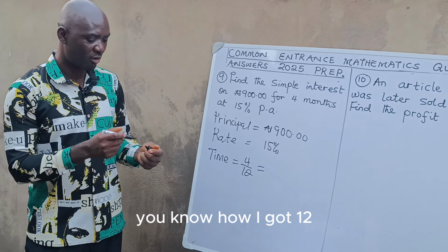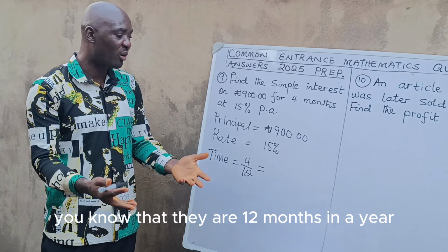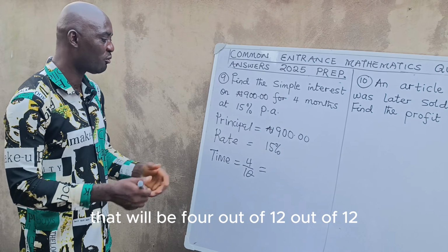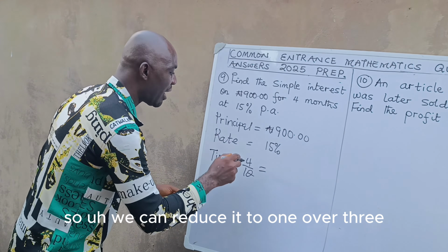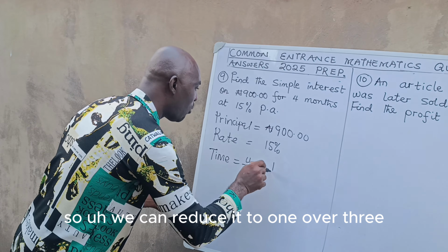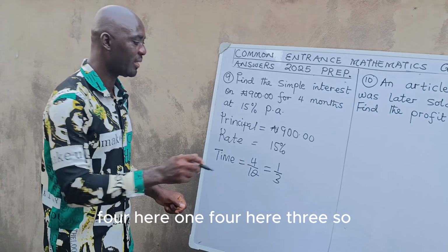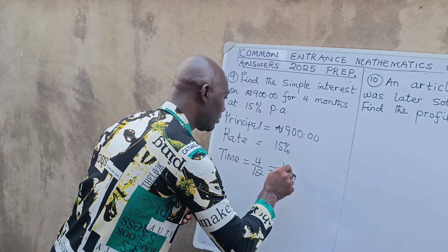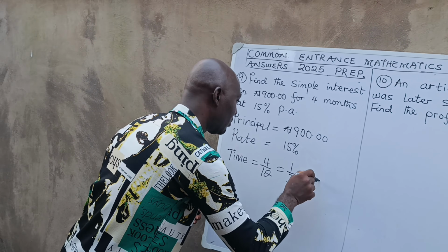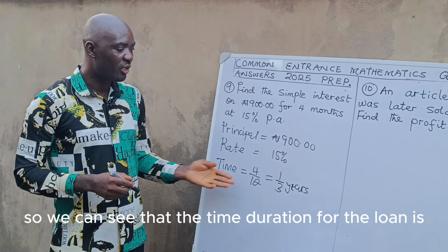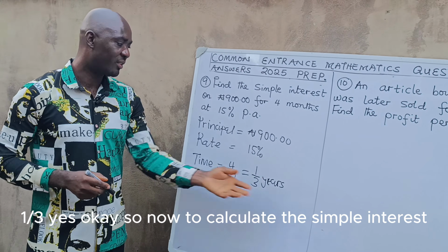You know how I got 12? You know that there are 12 months in a year. So if it's going to last for 4 months, that will be 4 out of 12. So we can reduce it to 1 over 3. 4 divided by 4 is 1, 12 divided by 4 is 3. So we can say that the time duration for the loan is 1/3 years.